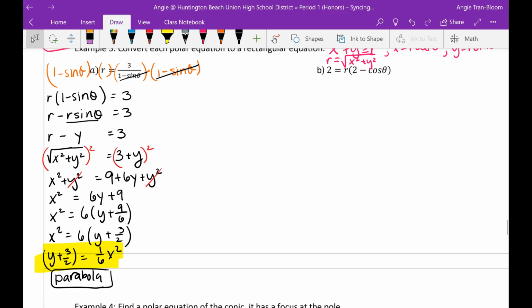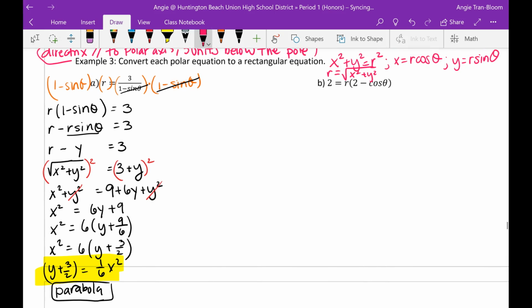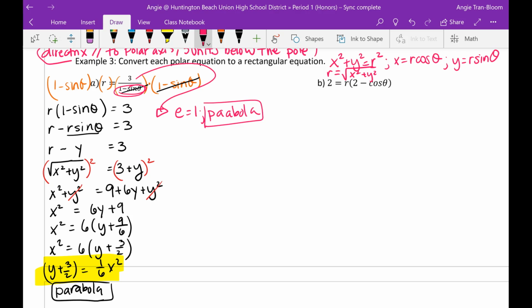That's my final answer. But let's double check to see if you're right. The reason I want to check is I'm given this polar equation, e equals 1, meaning that it's a parabola. Well, it's true though, from my polar, I do know that e equals 1. So in fact, rectangular or polar, they are both parabolas.